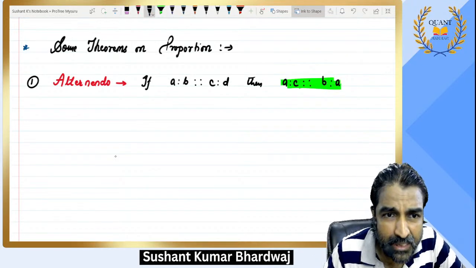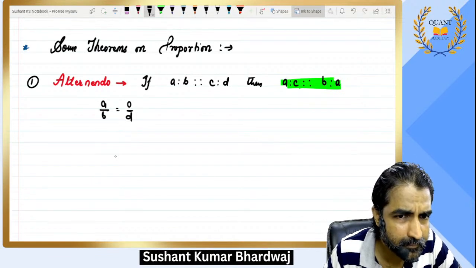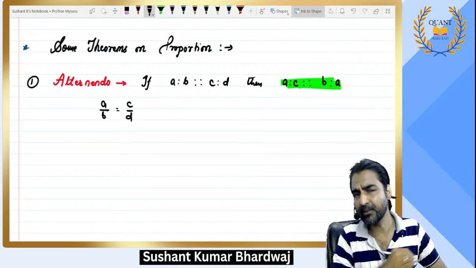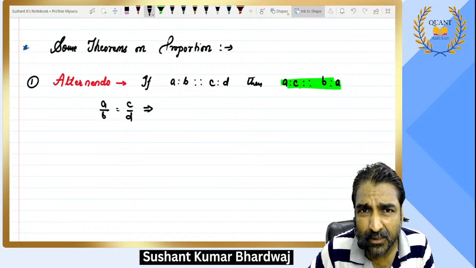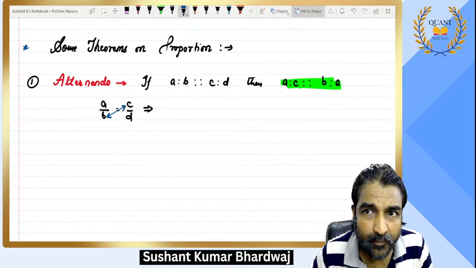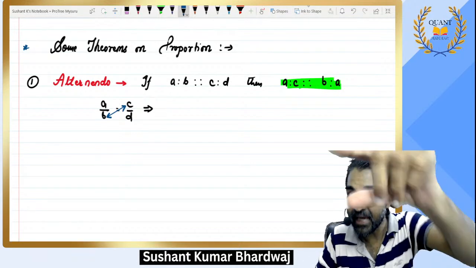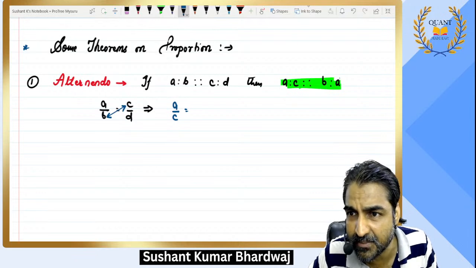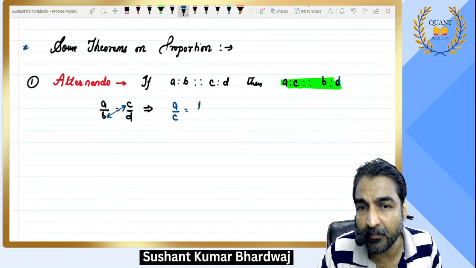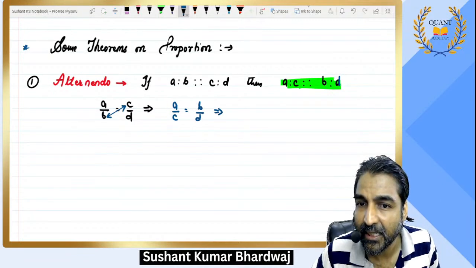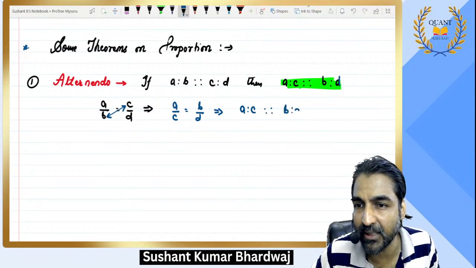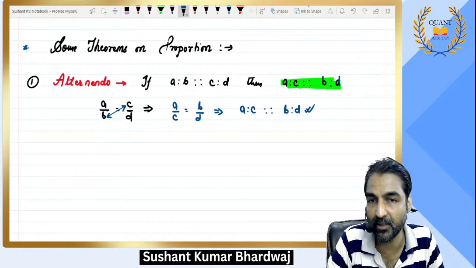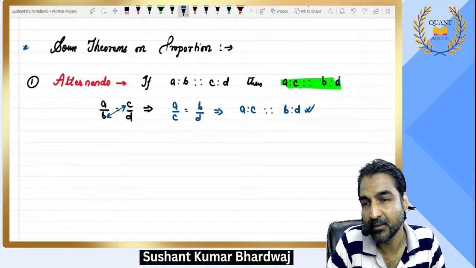A upon B is equal to C upon D. Now this implies, just see B and C, we have interchanged the places of B and C. Then we can write A by C is equal to B by D. Oh sorry, it's B ratio D. And this implies A is to C is proportional to B is to D. Am I right? Yes, Rakshita, thank you so much, it's B ratio D. Is it clear?